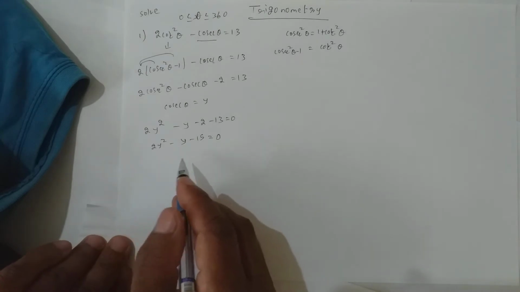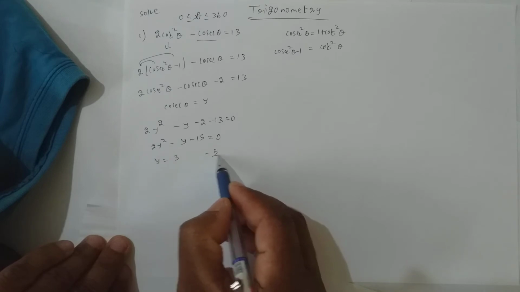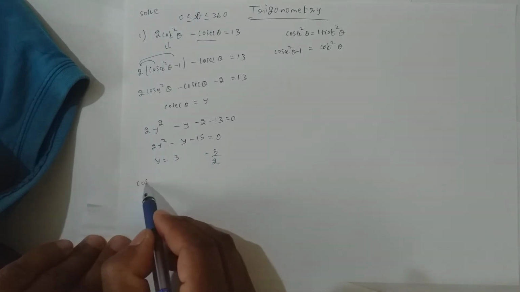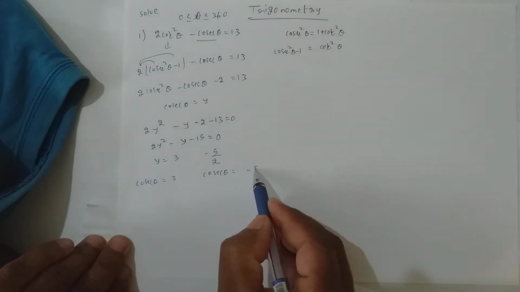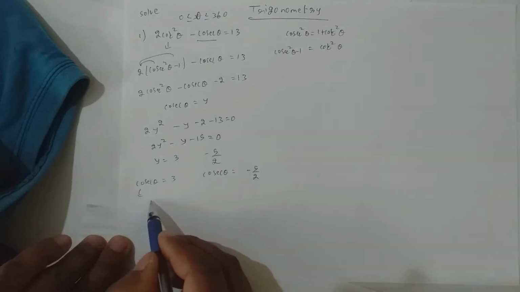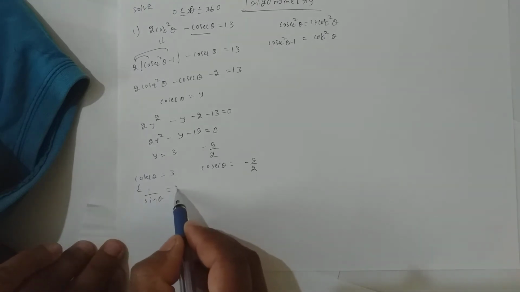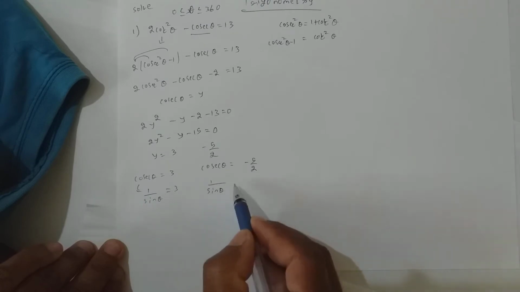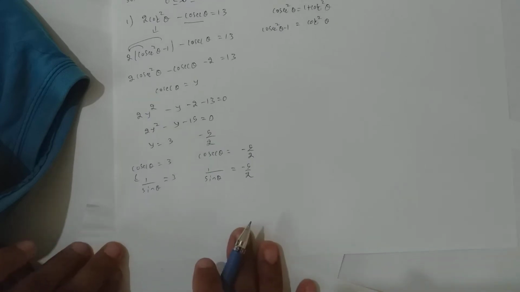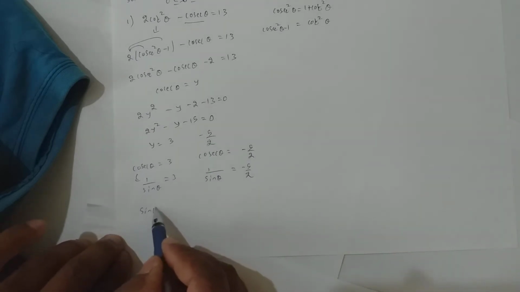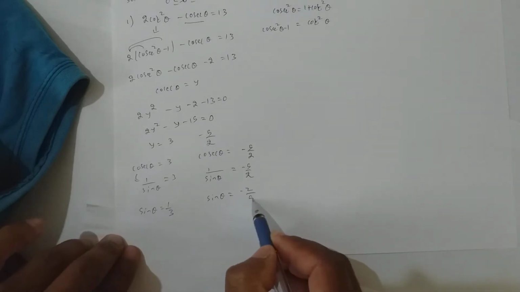Place in the calculator, directly you get the values of y are 3 and minus 5 by 2. That means cosecant theta equal to 3 or else cosecant theta equal to minus 5 by 2. Cosecant is nothing but 1 by sine. So 1 by sine theta equal to 3 or else 1 by sine theta equal to minus 5 by 2. Do the reciprocal on both sides. So sine theta equal to 1 by 3 I get. Here sine theta equal to minus 2 by 5.